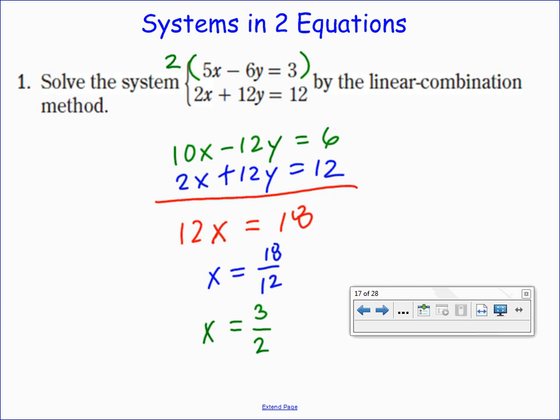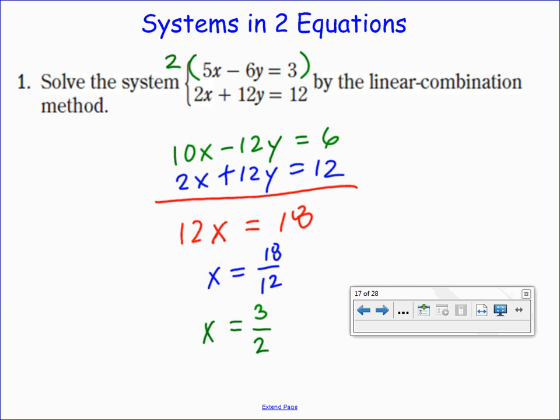Joe? If I want to figure out what y is, knowing that x is 3 halves, a fraction, which equation looks easier to work with? The top equation or the bottom equation? Bottom. The bottom, how come?